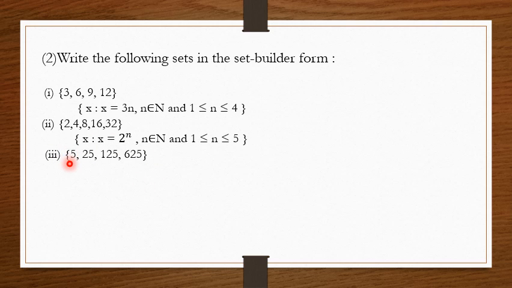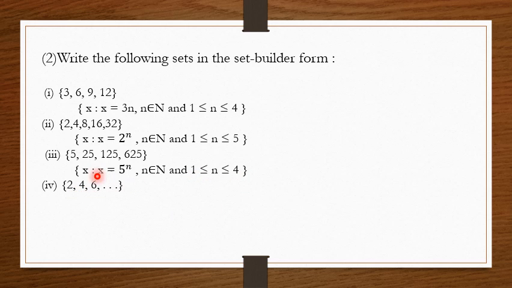Next question is the set consisting of the numbers 5, 25, 125, 625. When we write in set builder form, it is like this: the set of all x such that x equals 5 raised to n, n is a natural number and the value of n lies between 1 and 4, because 5 raised to 1 is 5, 5 raised to 2 is 25, 5 raised to 3 is 125, 5 raised to 4 is 625.